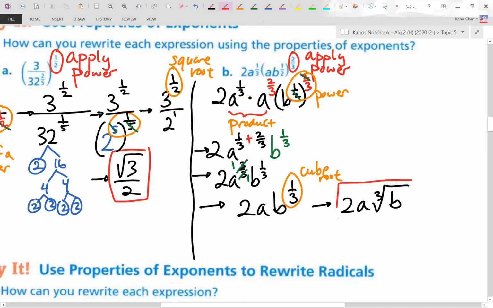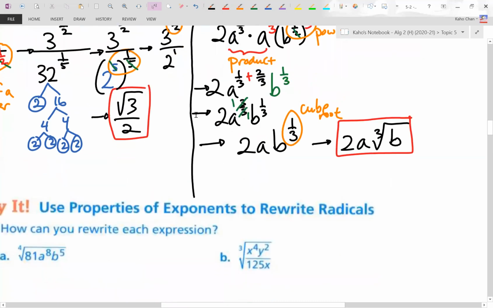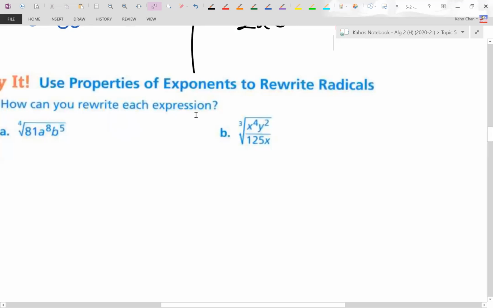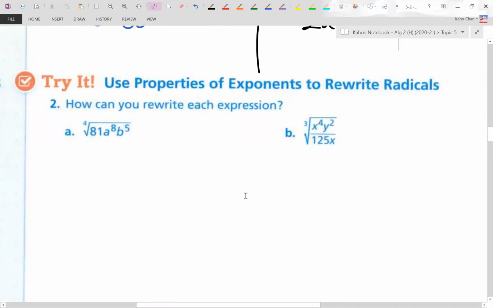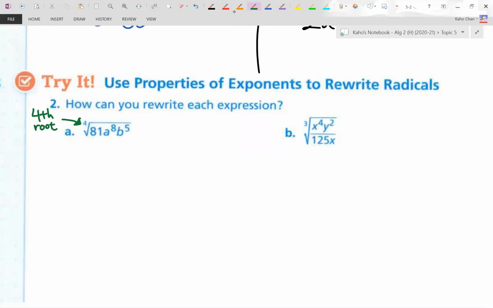All right, very nice. Let's try number 2. Any questions on number 1b and 1a? Nice. All right. We're now going to use properties of exponents to rewrite radicals. How can you rewrite each expression? Well, we're just basically looking at the index or the root. In this case, for number 2, it is the 4th root. We're looking for 4 factors to come out of there. Let's break down the 81. That's easy. 9 times 9, 3 times 3.